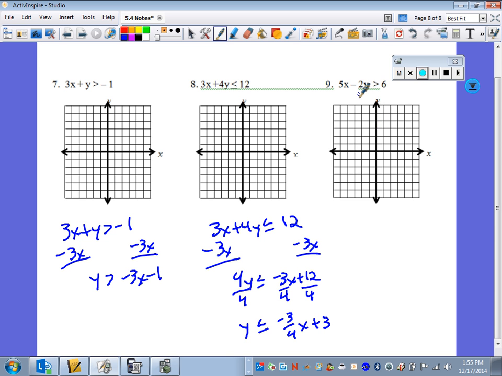Notice there's the negative, sorry about that, negative inequality, so negative number. So when you divide by that, make sure you reverse your inequality.